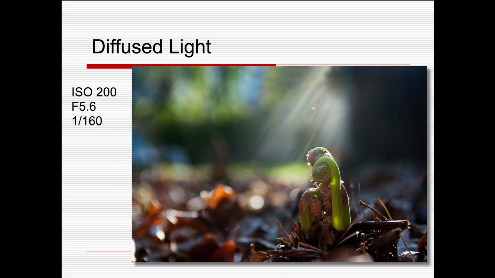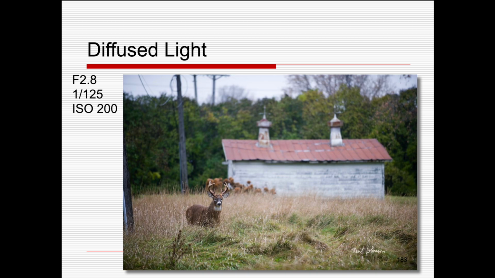Here's another diffused light shot. These fiddleheads coming up in the springtime with this diffuse light pouring in through the tree canopy. In this shot with diffused light, we can see very soft shadow edges under this eave, and that's about the only place we see shadows anywhere else in this shot.